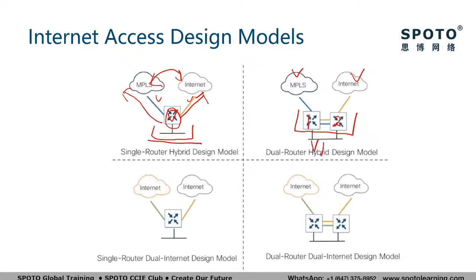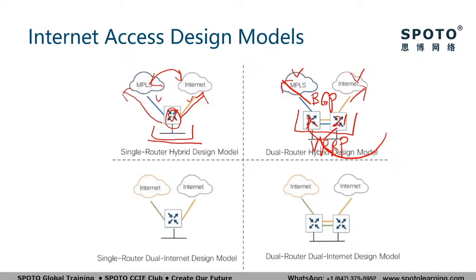We run VRRP in the middle. Also, we can run BGP for the traffic engineering to influence the traffic, which traffic goes through the MPLS or goes through the internet. From the LAN side, the traffic can point to this VRRP virtual IP address. If one failed, the second one will take over and the traffic will flow through this one. This is the basic idea, the common approach in this type of scenario.